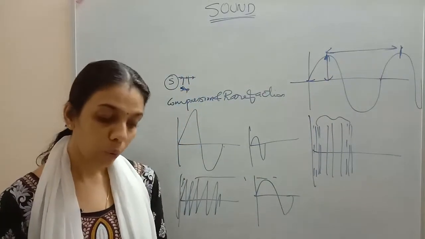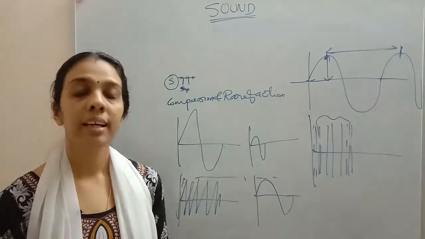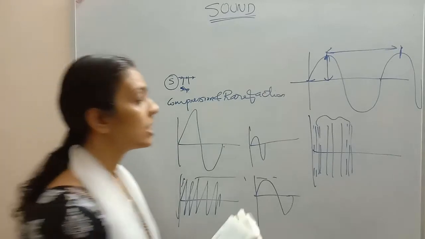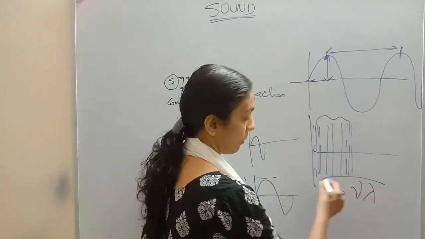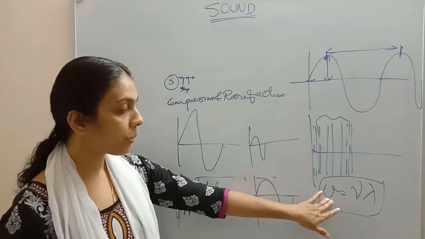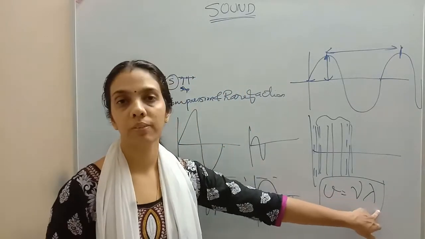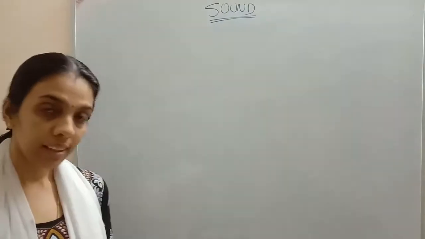Next: how are the wavelength and frequency of a sound wave related to speed? Speed equals frequency into wavelength. This is the formula relating speed, frequency and wavelength: v equals nu lambda.